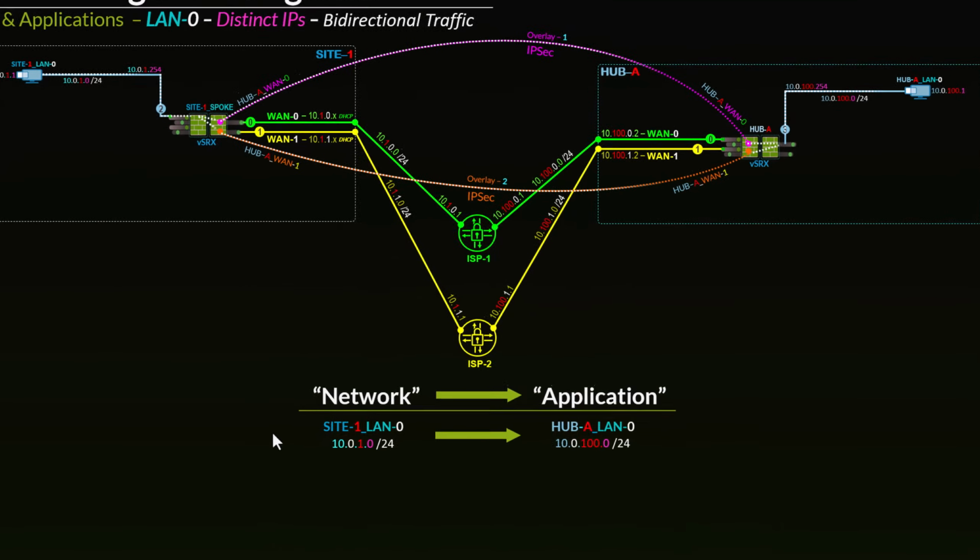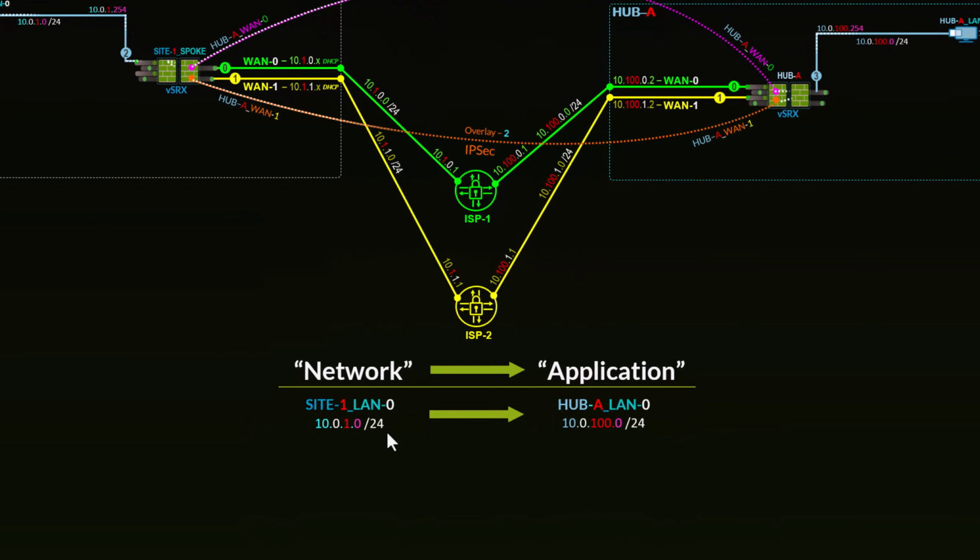So as an example, if we would want to have site 1 LAN 0, 10.0.1.0 network, communicate with hub A LAN 0, which is 10.0.100.0/24, we would need to create a network that is called site 1 LAN 0 or spokes LAN 0. And then we would need to create an application that is a custom app at this point, because the application can also refer to our layer 7 applications, like Zoom, Office 365, etc. But in this case, the application can also be defined as a prefix or as a LAN segment.